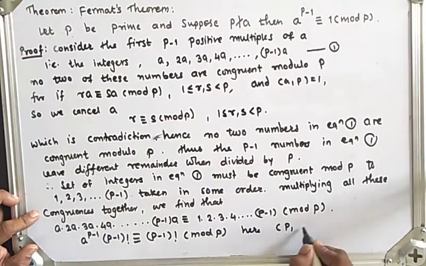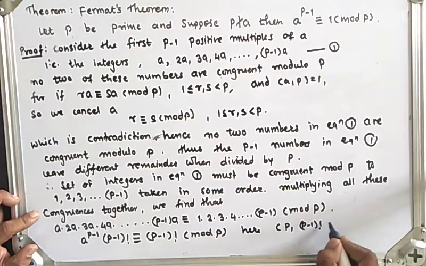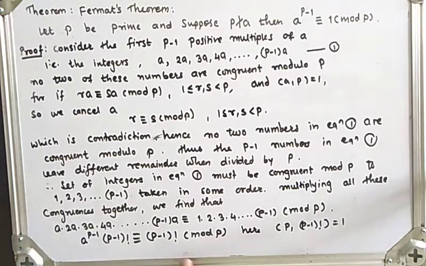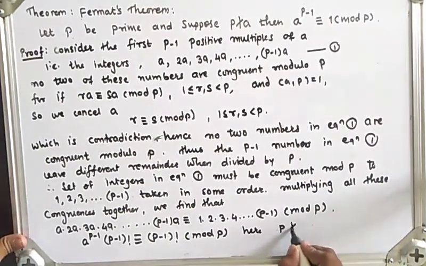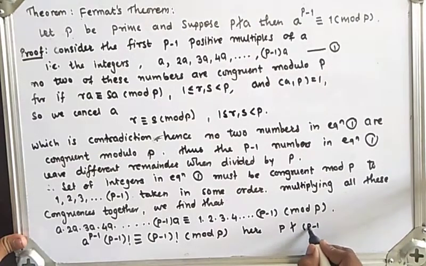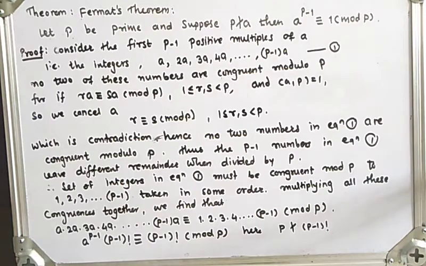GCD of p and p minus 1 factorial is equal to 1. So p does not divide p minus 1 factorial, therefore cancelling p minus 1 factorial on both sides.